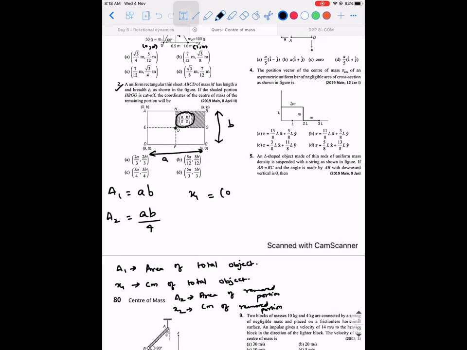So x1 comma y1 will be 0 comma 0. Then what about x2 comma y2? Where will the center of mass of the removed portion be with respect to the point O considered as origin? It's not A by 4... oh, sorry, A by 4. Yeah, what you told is right. A by 4 comma B by 4. Right? Now can you apply the formula and tell me what is the answer?